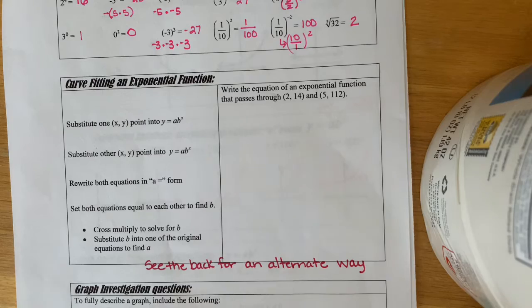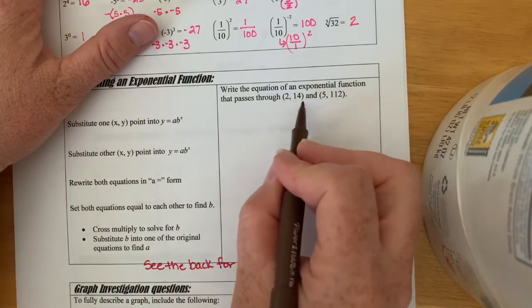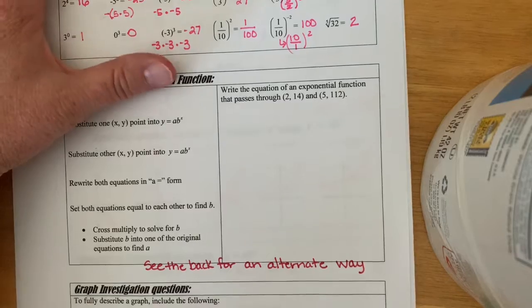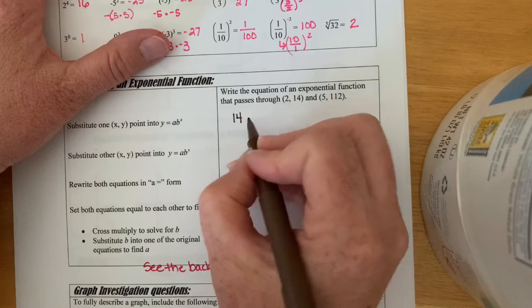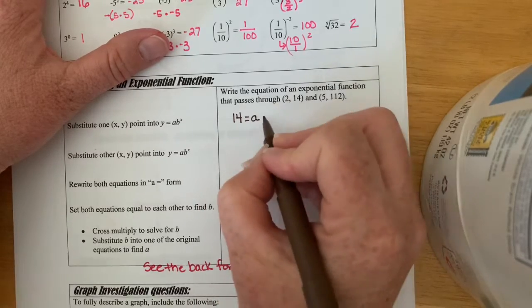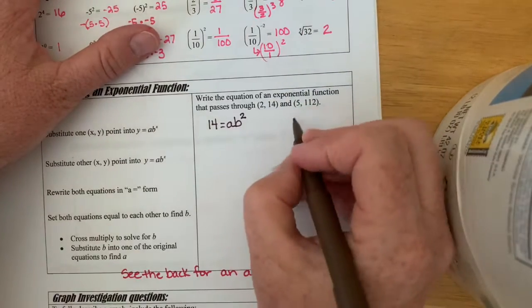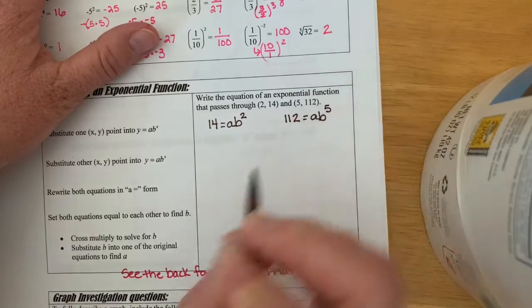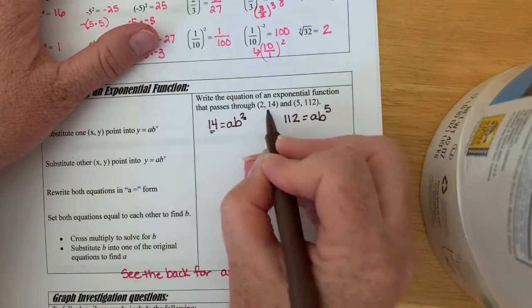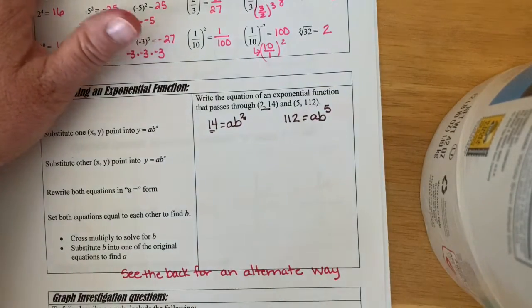91 and 95. So really what they ask you to do in this toolkit is use both points to write an equation in exponential notation. In this case, we know the x and the y, not the a and the b. So we know that 14 equals a times b to the second power. And then we also know that 112 equals a times b to the 5th power. Again, I got my 14 and my 2 from this point right here. I got my 5 and my 112 from this second point right here.